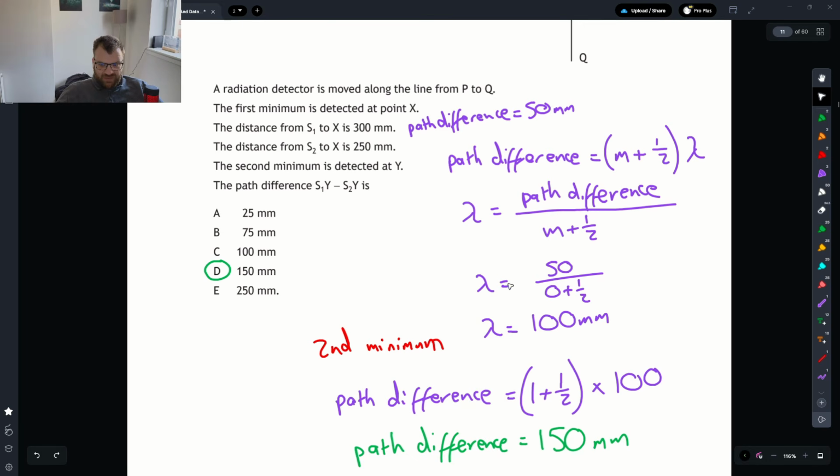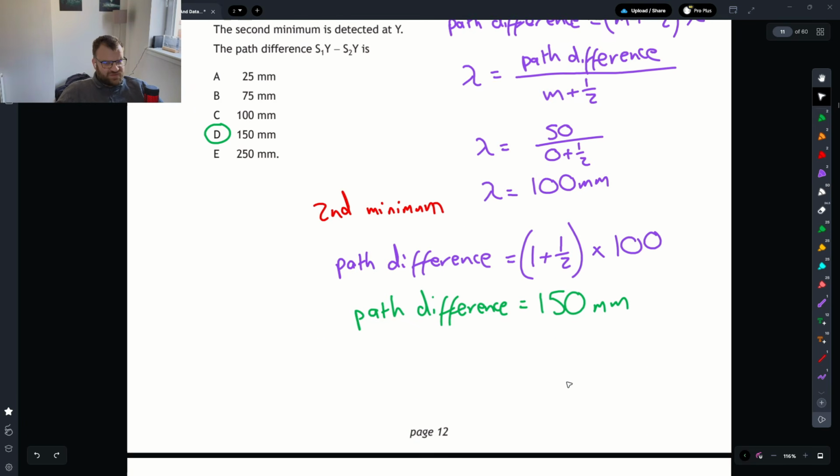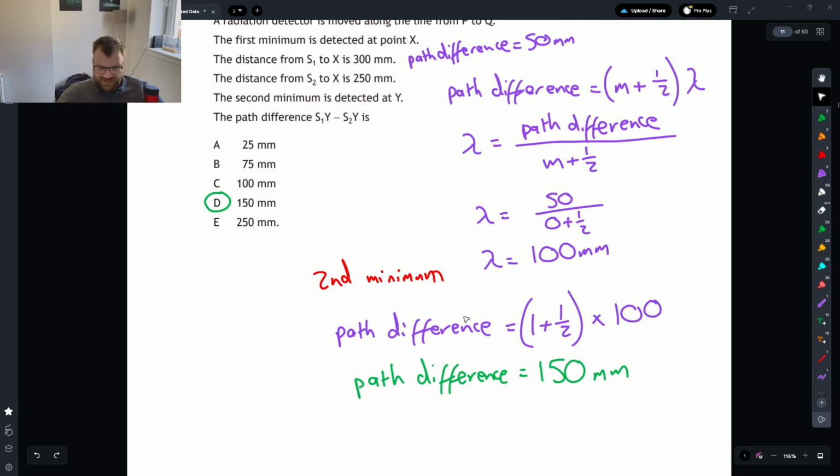And I'm kind of spotting here that if we know the wavelength is 100, and the difference is 50, just add 50 to 100, which gets you 150 as well. So I've probably gone a long way to get it, but still got the right answer.